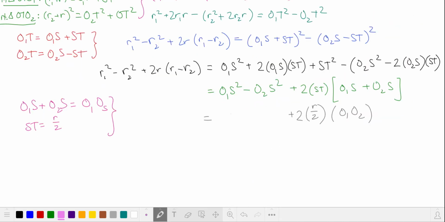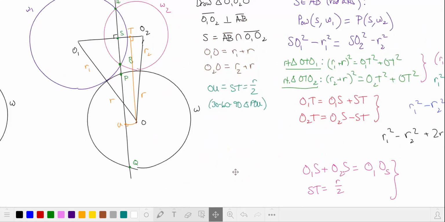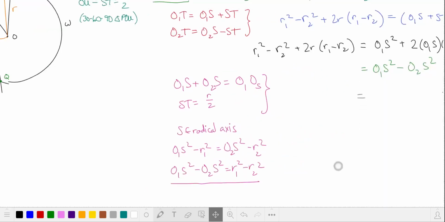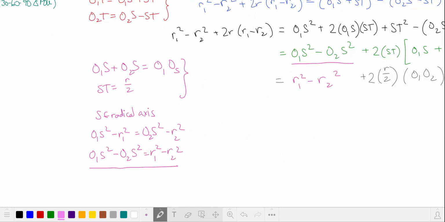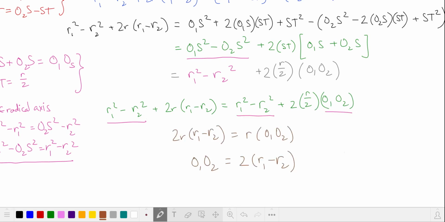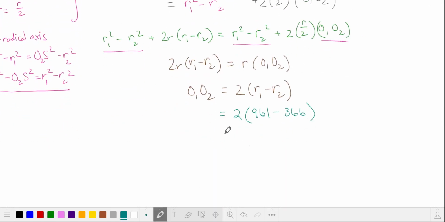Then we note that this point S is on the radical axis of our two circles. So the power of S with respect to omega 1 and omega 2 are equal to each other. So we have the square of O1S minus R1 squared is equal to the square of O2S minus R2 squared. Solving for the squares of the distances from S to the centers of omega 1 and omega 2, we get this relationship, which we can also substitute over here. Let's rewrite the full equation. Now we can combine some like terms and solve for the distance. So we have the distance between the two centers is equal to 2 times the difference of the radii. These radii are given in the problem statement, so our answer is 672.